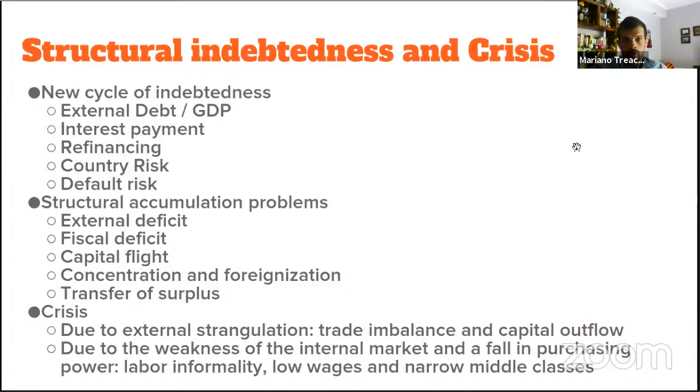We also have a structural capital flight linked with the fiscal paradise and financial deregulation. And we also have this concentration and foreignization of the productive structure, with the consequence of the transfer of surplus. And we also have crisis, the boom of the crisis now due to external strangulation and the weakness of the internal market. So these elements will be the way we can see some of the classical dependency theory topics acting in the 21st century.